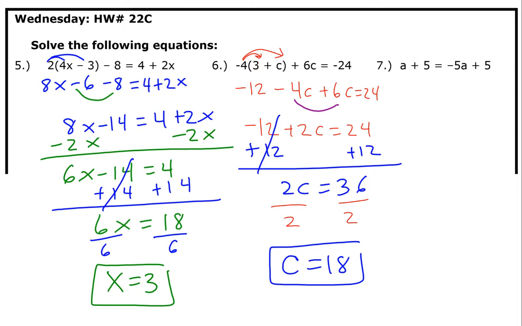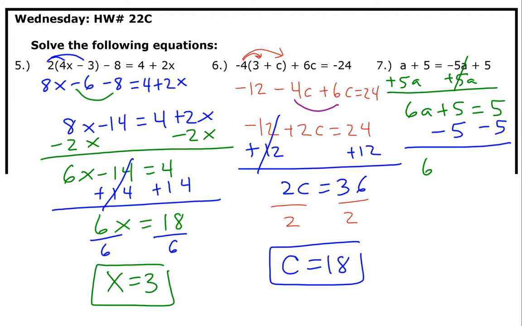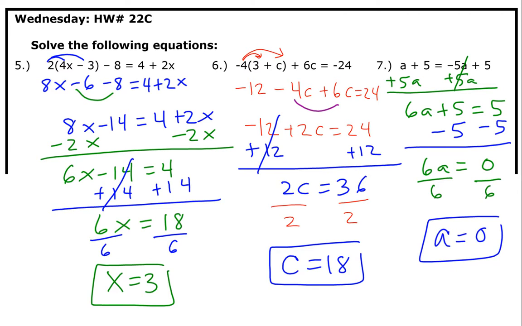Number 7 does not have any distributing, but it does have variable terms on both sides. So I'm going to add 5a to the left and the right side, and that gives me 6a plus 5 equals 5. I'm going to subtract my constant from both sides, and that's going to give me 6a equals 0, and that can happen, and that's okay, but that doesn't mean there's no solution, right? No solution is when the variable disappears, and I still have a variable here. So I'm going to divide both sides by 6, and I get my final answer, which is actually the digit 0. So that is the one solution, and the solution is the number 0.